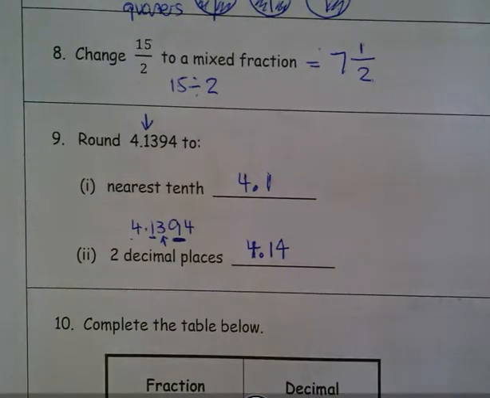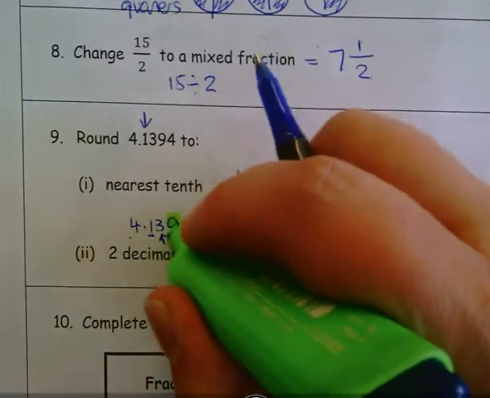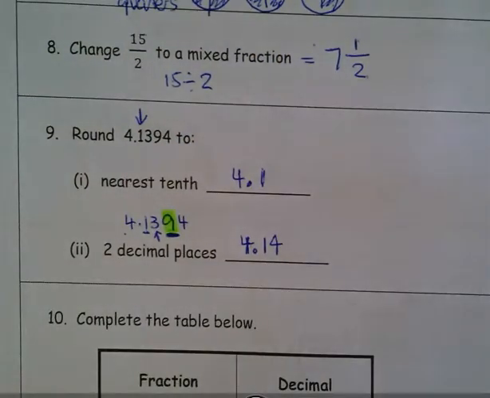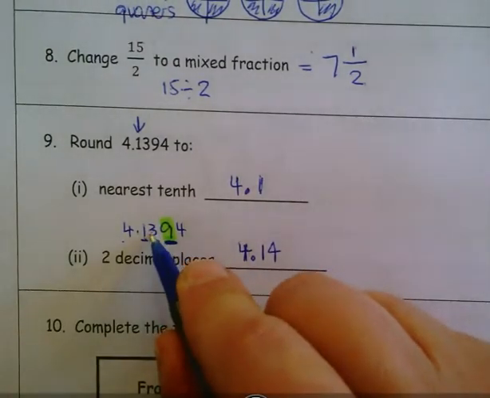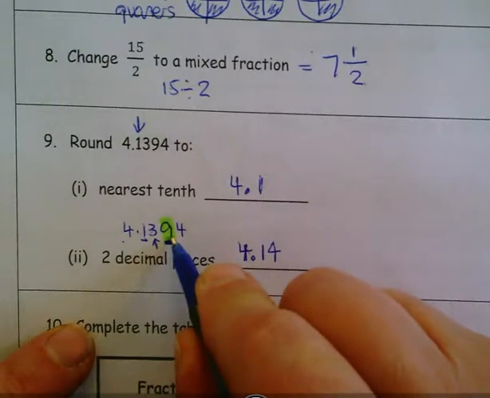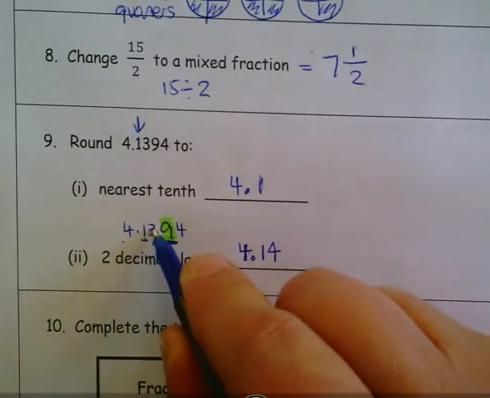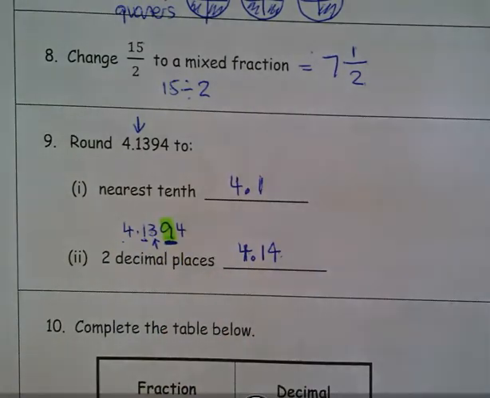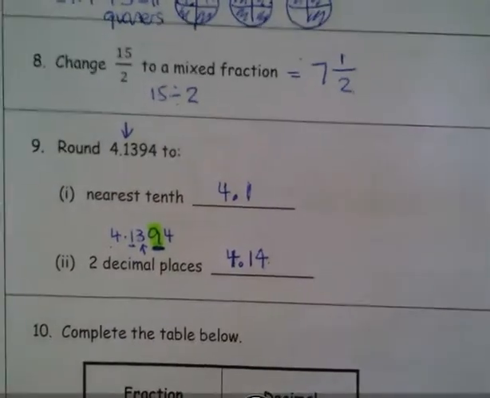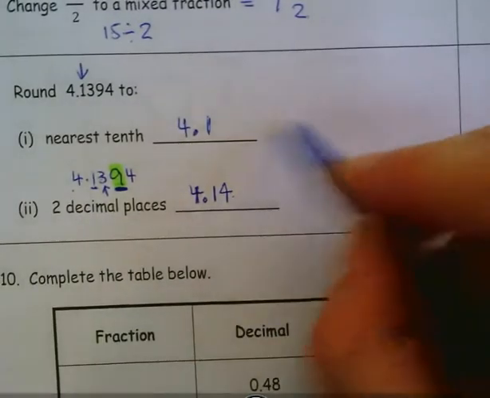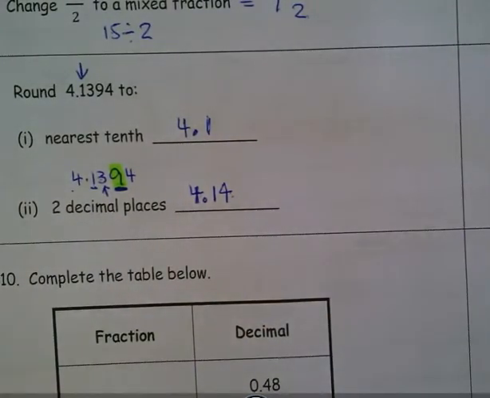I'm looking at the 9, so my second decimal place is the 3. But I look at the 9, which is the third decimal place, which is after the 3. Does this second decimal place stay the same? I need to look at the 9. This 9 is 5 or more, so the 3 gets rounded up to a 4. So it's 4.14. You do not include extra zeros on the end of decimals, okay?